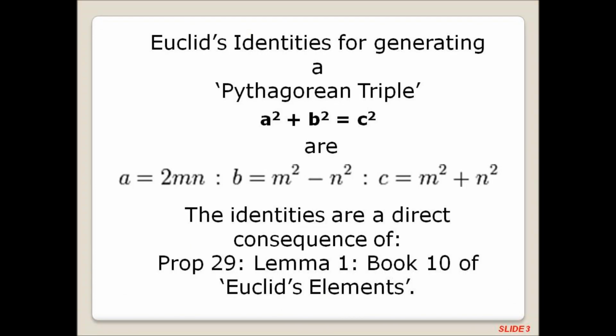Euclid's identities for generating a Pythagorean triple a squared plus b squared equals c squared are a equals 2mn, b equals m squared minus n squared, and c equals m squared plus n squared. The identities are a direct consequence of Proposition 29, Lemma 1, Book 10 of Euclid's Elements.